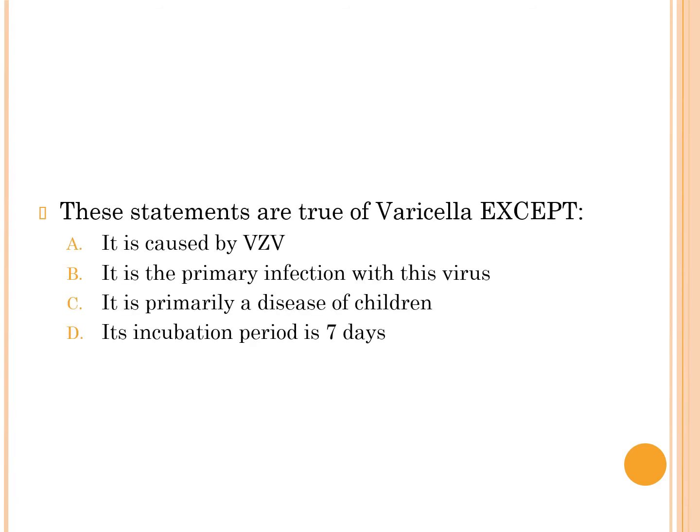Now let's move on to varicella. Question. These statements are true of varicella, except: it is caused by VZV. It is the primary infection with this virus. It is primarily a disease of children. Its incubation period is 7 days. And the answer, or rather the wrong statement here, is that its incubation period is 7 days.